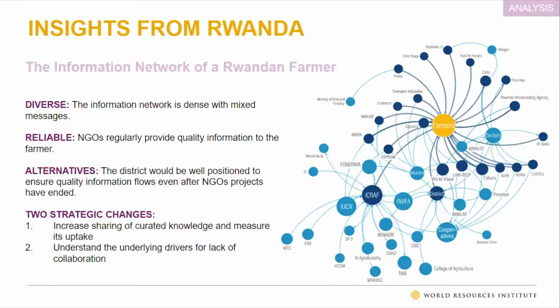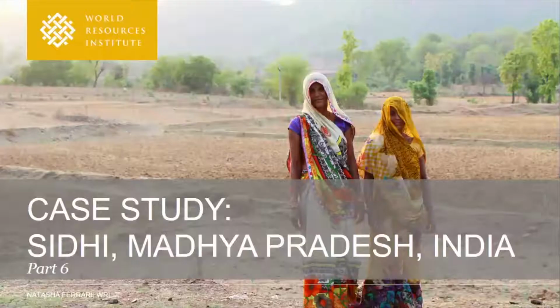And what would be the alternates if the NGOs were to step away from this area? Well, the district leadership is really well positioned to ensure quality of information flows even after the NGO projects have ended. Now, what were our two strategic changes after this? Increasing the sharing of curated knowledge and measuring its uptake, and understanding the underlying drivers for lack of collaboration. Great. So I will now pass it on to our colleague in India, Ruchika Singh, who helped lead this case study in the district of SIDHI and the state of Madhya Pradesh.